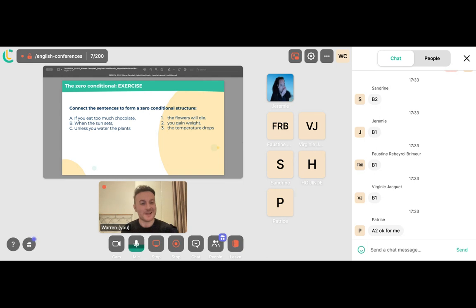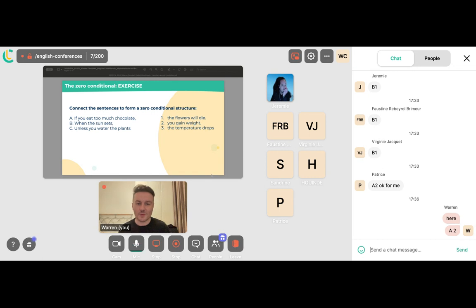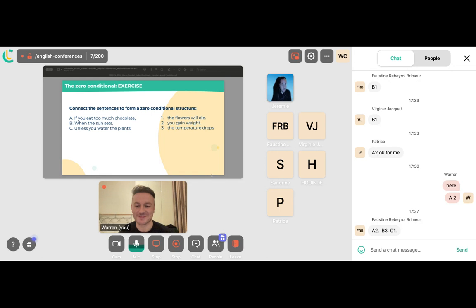Now, here's what you're going to do, a little activity here for everyone. You're going to connect the sentences to form a zero conditional structure. Basically, you're matching the letters to the numbers. Now, how can you do this? You can basically write your answers in the chat box here. So, for example, one might say A to 2, for example. I will give you a minute to do this. There's only 3 here. I'm sure you can do it. Go.